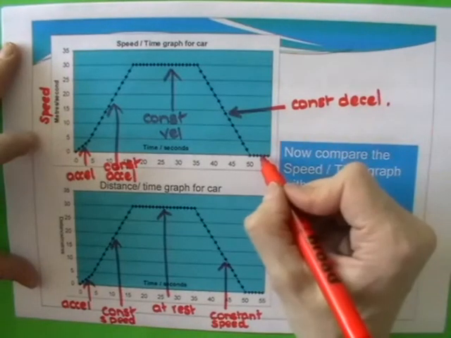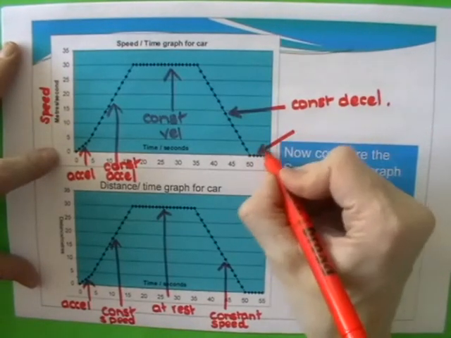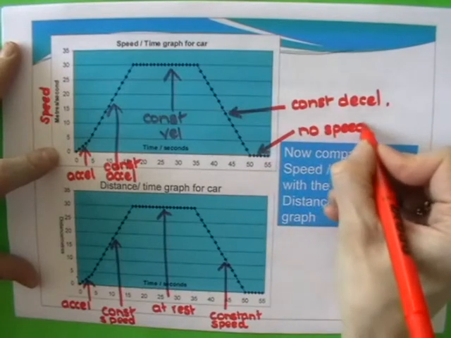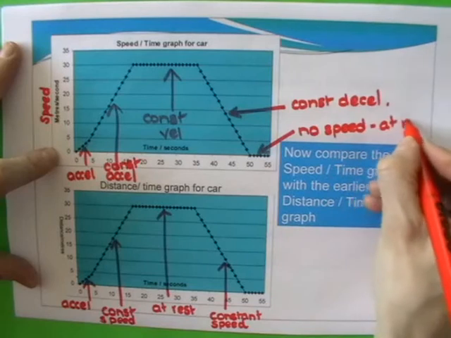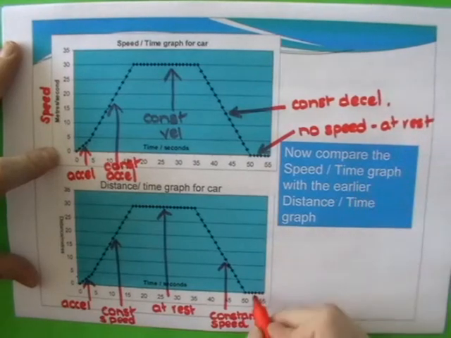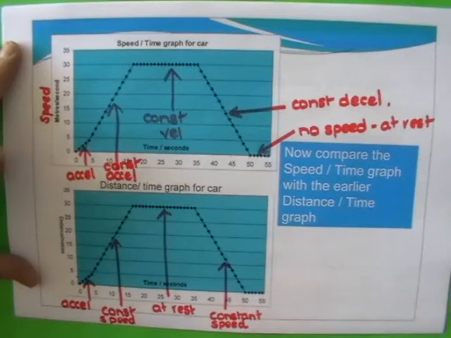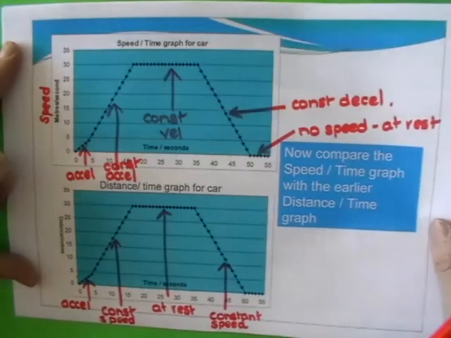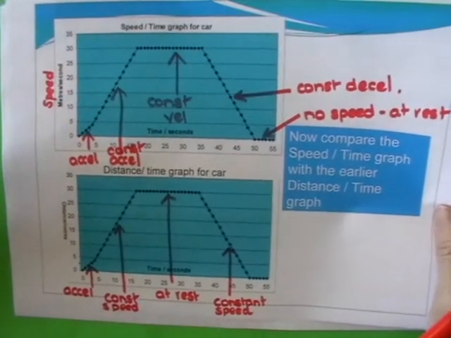And I suppose I should have mentioned here, this is no speed, so it's at rest. And down here as well, this is not showing any more distance being covered, so therefore it's at rest too. So just be careful that different parts of each graph mean different things.